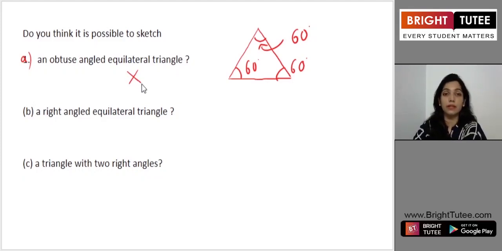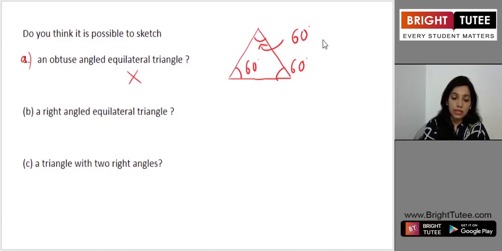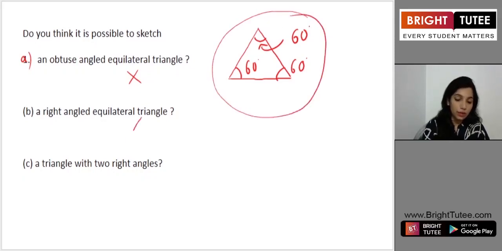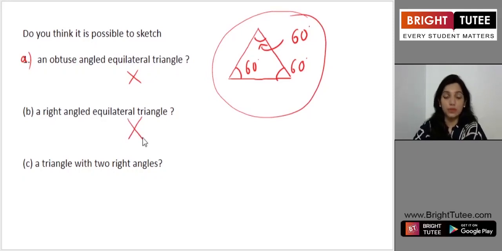Moving on to the B part, a right angled equilateral triangle. So a right angled equilateral triangle is again not possible. We just discussed that in an equilateral triangle all the angles must be 60 degrees in measure. So again we cannot have a 90-degree angle because here it says right angle. So we cannot have a right angle in an equilateral triangle.